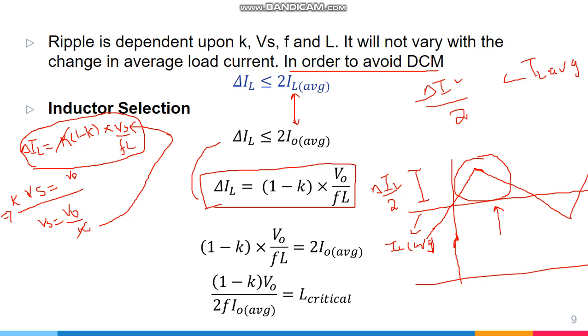So using this value of delta IL over here, 1 minus K into V naught over FL is equal to 2 times I naught average. From here, the value of inductance that I will get is L critical. This is the minimum value of inductance that I need to have in my circuit, so that my inductor does not go into discontinuous conduction mode.